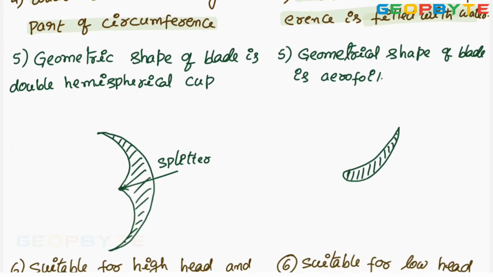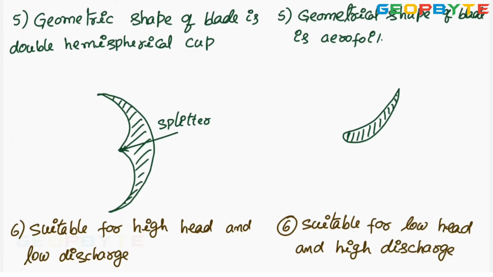Next one, look at the geometric shape of the Pelton wheel bucket or impulse turbine blade. The geometric shape of the impulse turbine blade is a double hemispherical cup or bowl. The middle portion of the blade is called the splitter. The jet is made to enter at the center of the bucket only.